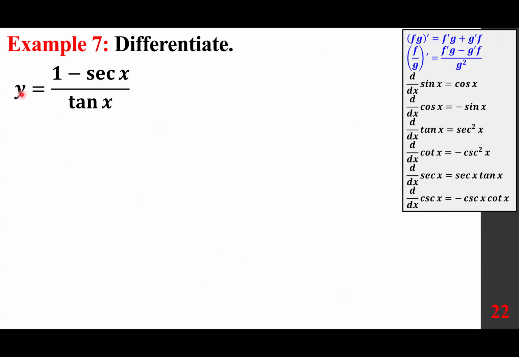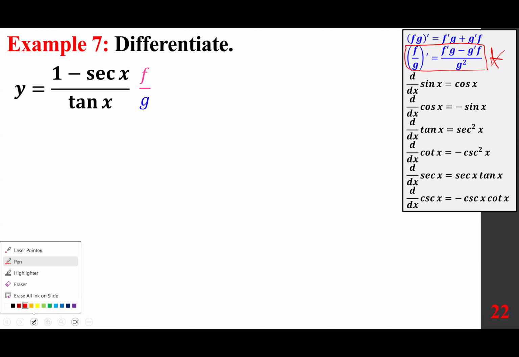All right, let's differentiate y equals 1 minus secant x over tan x. We have a fractional format. We're going to write this as f over g, and we are going to use the quotient rule of differentiation. So having said that, we want f prime g minus g prime f over g squared. We start with f prime.